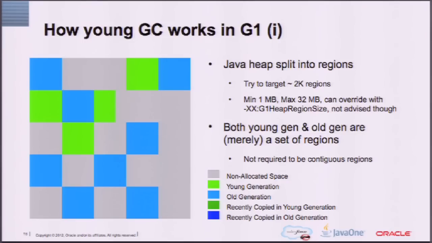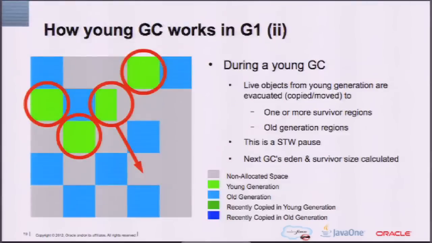Okay, so let's take a look at how a young GC works in G1. So again, our Java heap is divided into regions, and you can see this designated by the little squares here. So again, the blue colored ones here are old generation regions. The light green ones here are young generation regions. So both the young gen and the old gen are merely a set of regions, as I mentioned earlier, and they're not required to be contiguous. Okay, so I've got a couple of young generation regions here that are circled, and we're going to do a minor GC. So what happens?